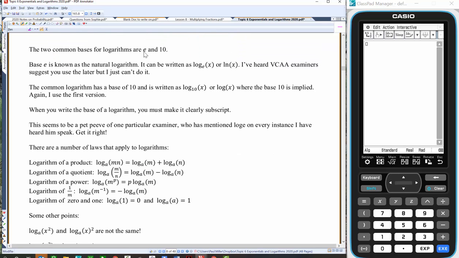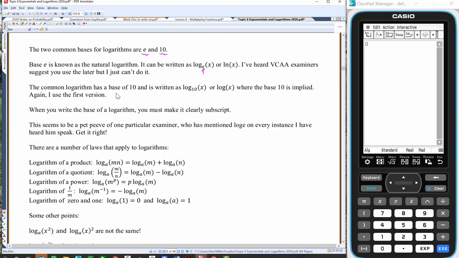Okay, two common bases for logarithms are base e and base 10. Base e is the natural logarithm, and can be written as log e x or ln x. I've heard examiners say that you should use ln, or suggest that you use it, but I'm afraid I can't do it. Now, what you've got to make sure you do is subscript that e, and I would strongly advise you to bracket the x.